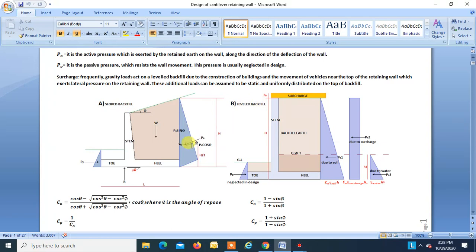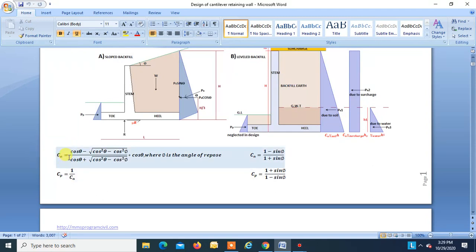This is level backfill. Over here you will have an active pressure PA at inclination theta. This is theta with the horizontal, and you will have a horizontal component PA cos theta and a vertical component PA sin theta. Okay, PA cos theta will be the cause for the movement, or will give an overturning moment, and PA sin theta will be helpful in resisting the overturning moment, right? Over here, this is the pressure distribution due to soil. This is due to surcharge, and this is due to water. This is the ground water table, okay.